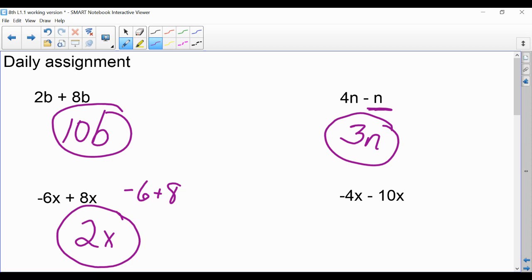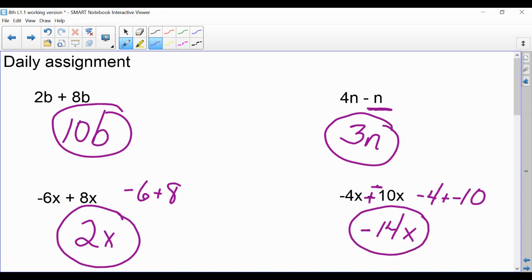Next one says negative 4x minus 10x. We could add a line, change the sign here, so we actually have negative 4x plus negative 10x. If we look at the math over here, it's negative 4 plus negative 10. Same sign sum, so we add 4 plus 10 is 14. Answer stays the same, so it becomes negative 14, and we just bring down the x. So the answer for that one is negative 14x.